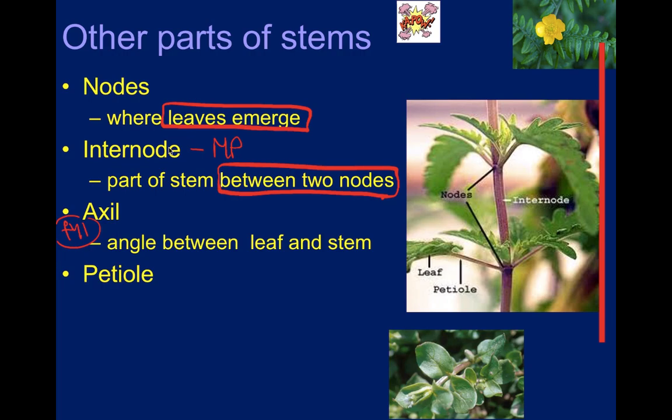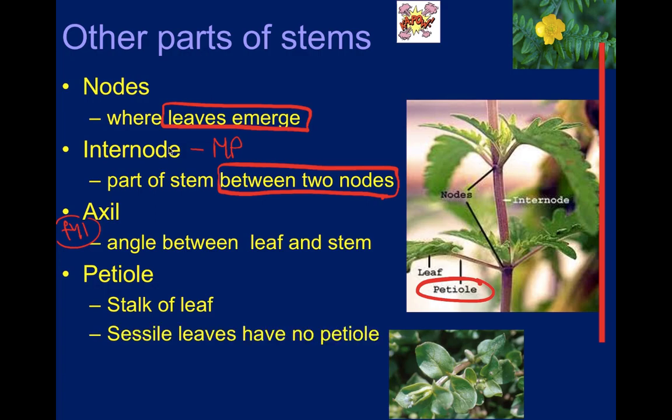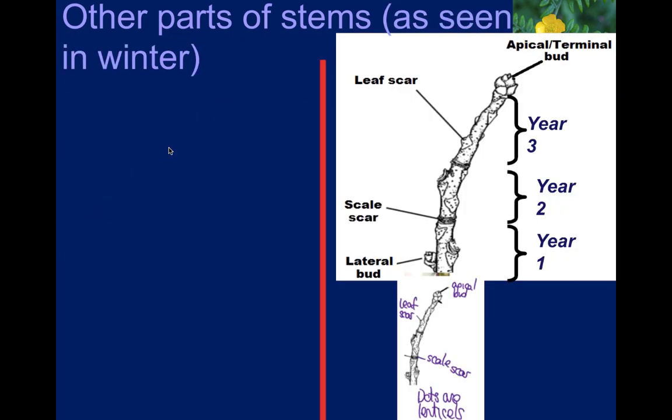Petioles are important. So if you can see from the picture, you probably have another word for what a petiole is. It is just the stalk of the leaf. And there are some plants that don't come with petioles at all, and they are called sessile. So ferns are an example of sessile leaves where the leaf does not have a stalk. And a lot of monocots are also sessile.